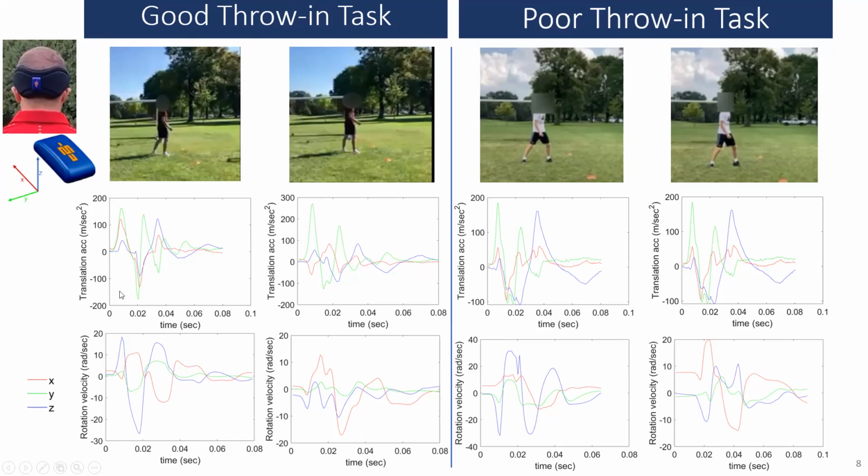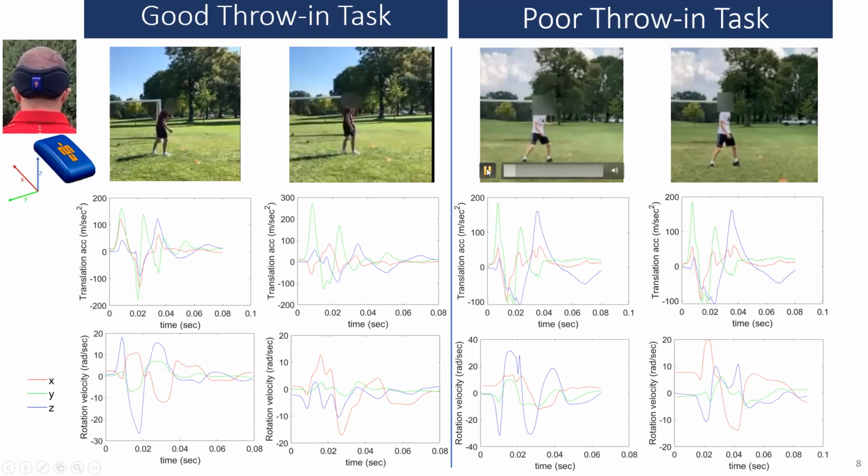First row is the video, second row is the translation kinematics of the head, and third row is the rotation kinematics of the head. So we see here, this is a throw-in header of a good type, good technique, and similar to this, this is a second good throw-in task.